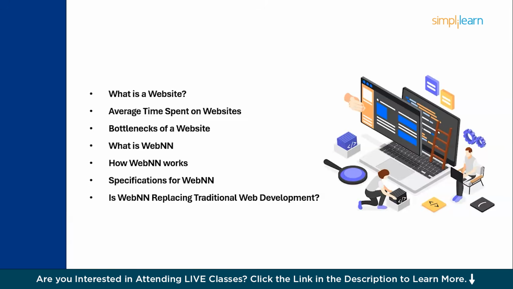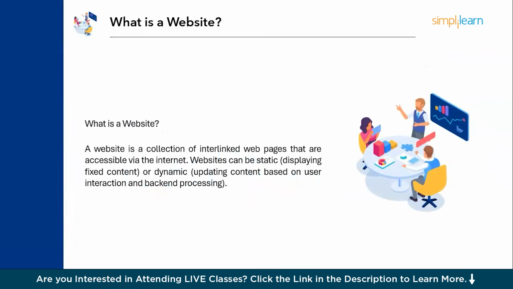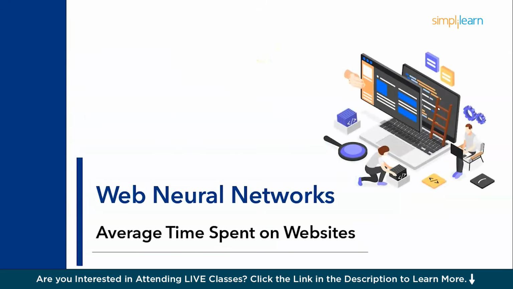What exactly is a website? So, basically, a website is a collection of interlinked web pages that are accessible via internet. Websites can be static, displaying fixed content, or dynamic, which can update the content based on your user interaction and backend processing. So, internet and the websites have become the major resources of information and knowledge. So, they are now globally accepted, right?